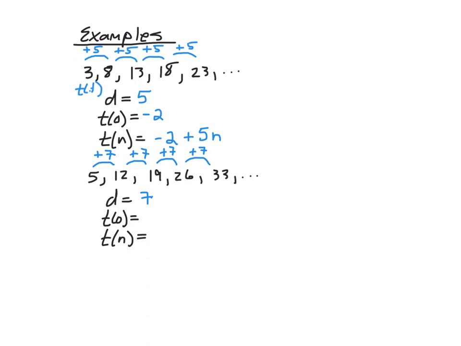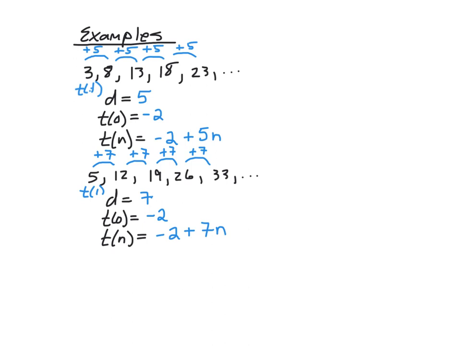T of 0 then. Again, I've got T of 1, the first term, and I need T of 0. The way I'm going to get it is to take my common difference and go backwards from 5, or from T of 1. 5 minus 7 gives me a T of 0 of negative 2. Now I can write out my formula. T of n equals negative 2 plus my common difference, which is 7, times my counter or term number, n. Again, I can plug in any value I want to get any term I want.